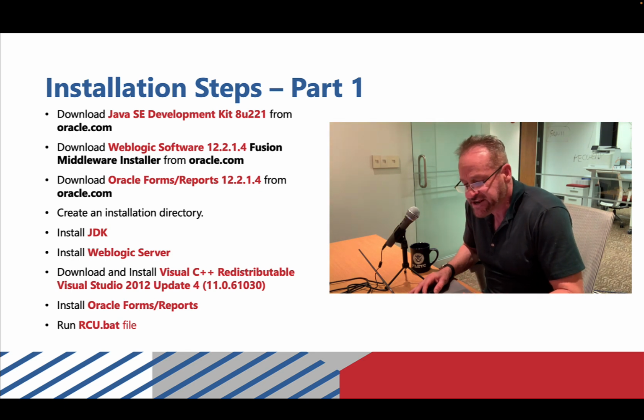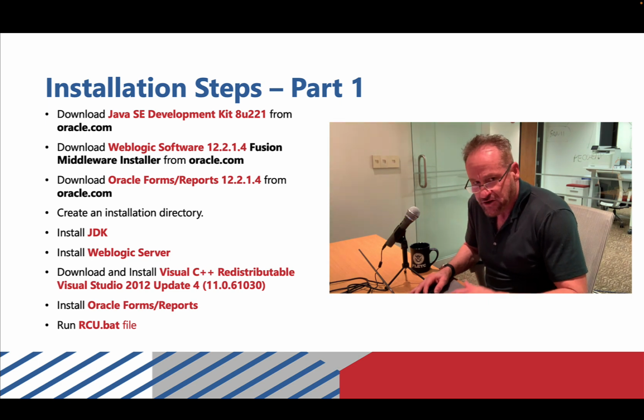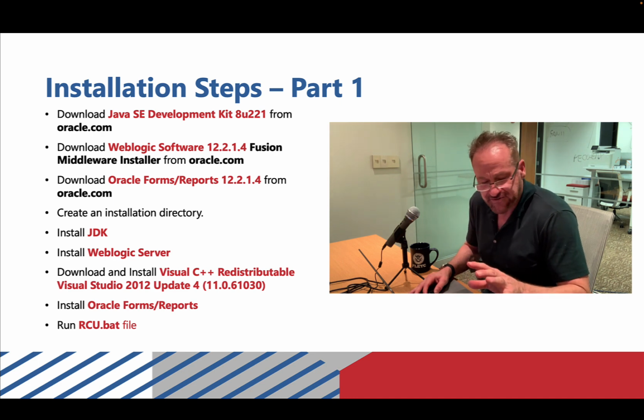It's the same version, and in this case we're installing the Fusion Middleware installer, which we're going to grab from oracle.com. After that, we're going to download Oracle Forms and Reports, again version 12.2.1.4. We create an installation directory, we install the JDK, then we install the WebLogic server. Then there's a piece of Microsoft software we need to install, Visual C++, and we need that before we install Forms and Reports.